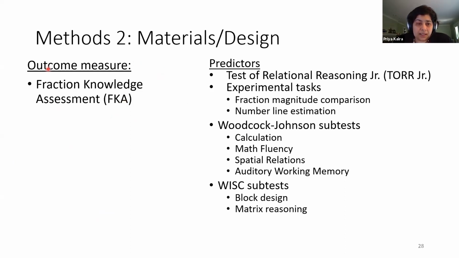So overall, our outcome measure is this fraction knowledge assessment, and our main predictor that we're interested in is this test of relational reasoning. But because this is such a great, huge study, we have a lot of variables that we can work with, including 2 experimental tasks that have to do with fraction magnitude, and I will talk more about those later. Some subtests of standardized tests, including the Woodcock-Johnson and the WISC. The calculation test has a number of math items that go from easy to hard, and basically the participants go as far as they can until the math is beyond them. Math fluency is a timed test, and the problems are much simpler, so this is more like math fact recall.